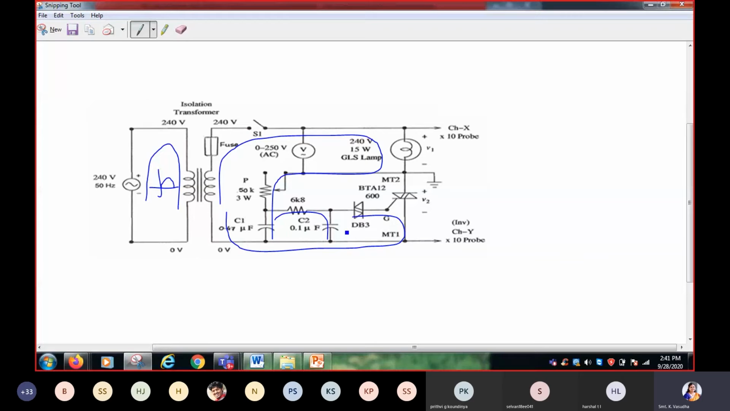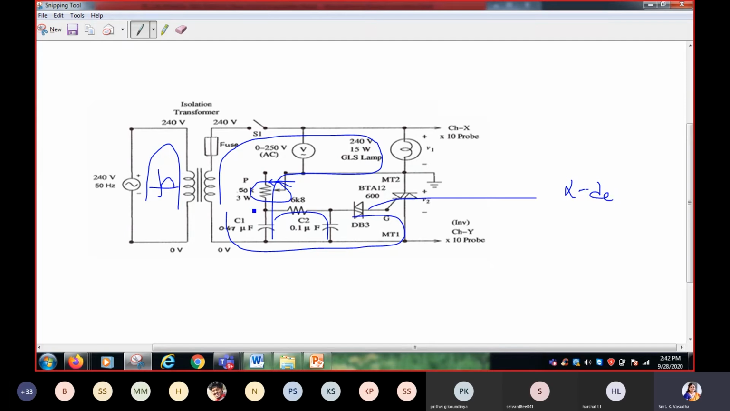Now, what's the point here is how to vary firing angle alpha. Firing angle alpha can be varied just by varying the potentiometer present here. When the potentiometer is kept at this point, the entire resistance is covered in the path. So current takes this path. So the entire resistance is covered. So the current flowing through the capacitance is less. So the capacitor takes more time to charge. So the diac will be delayed in turning on process. So what will happen? Alpha will be delayed.